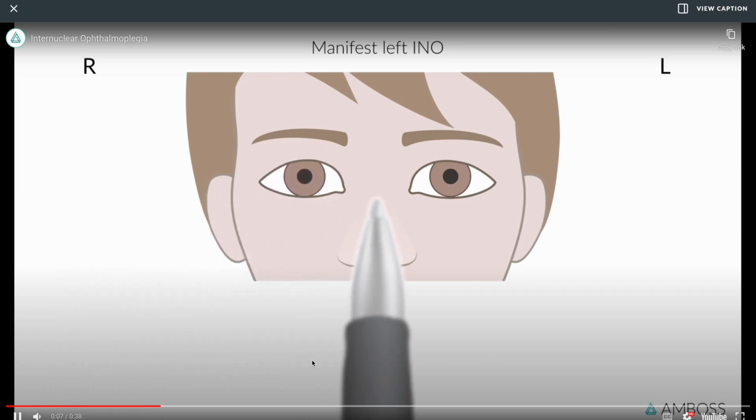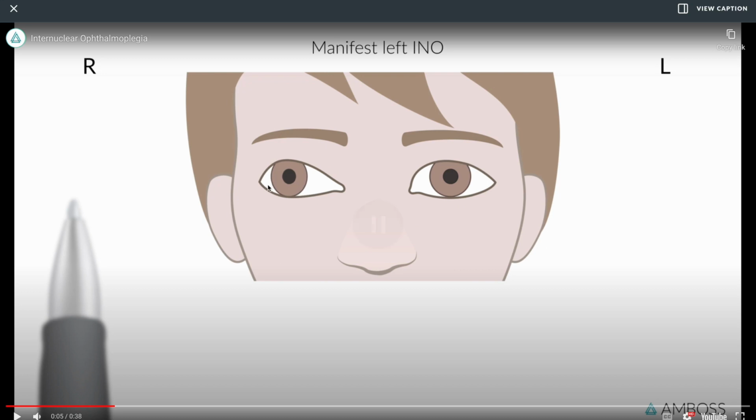Notice here, guys, that there is nystagmus. Even though this eye was moving and abducting normally, it still had nystagmus because it's as if it's asking the other eye to join it, right? Because the other eye is freezing.